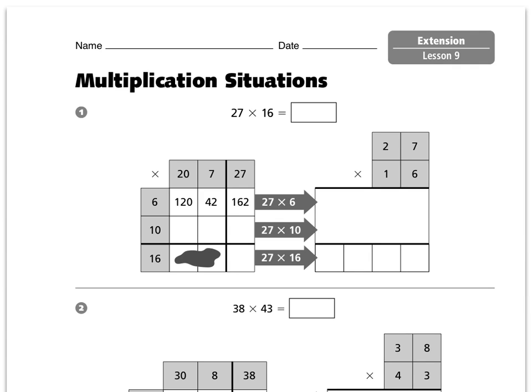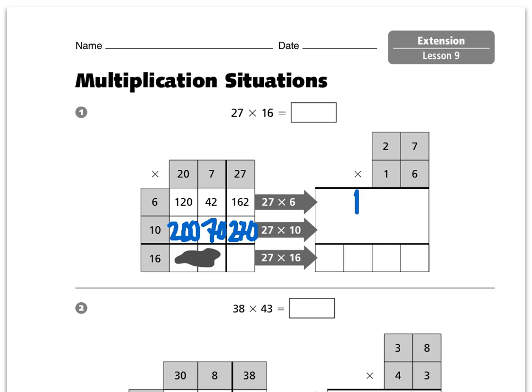Let's look at Chapter 6, Lesson 9 Extension, Multiplication Situations. We have a box down here where we can start to fill in. I have 10 times 20, I know is going to be 200. I have 10 times 7, which is 70, and I know this will be 270. Now you're going to use that information to fill out your over here.